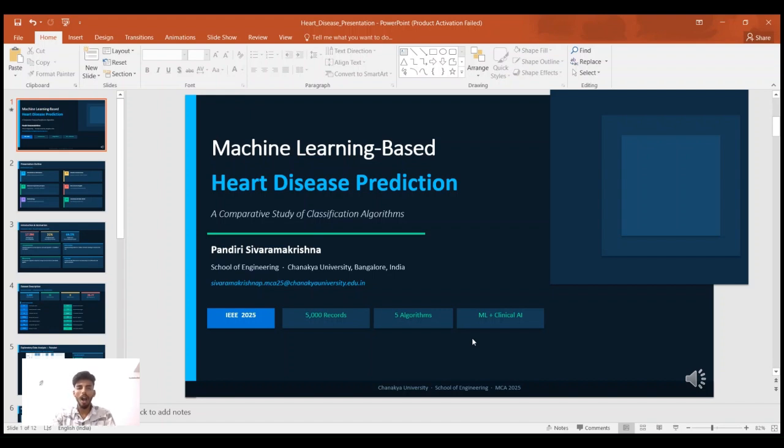In my presentation outline, I will briefly walk through the problem, the dataset, methods used, and finally the results and insights obtained from the study.